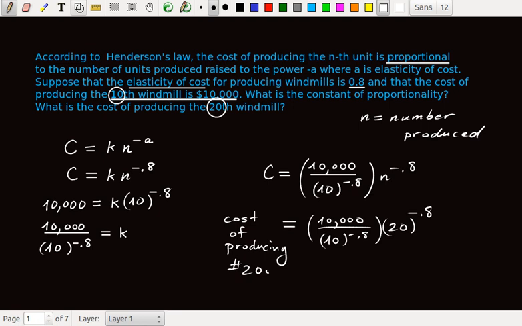Okay, this has been an example of how to use power functions in terms of words.